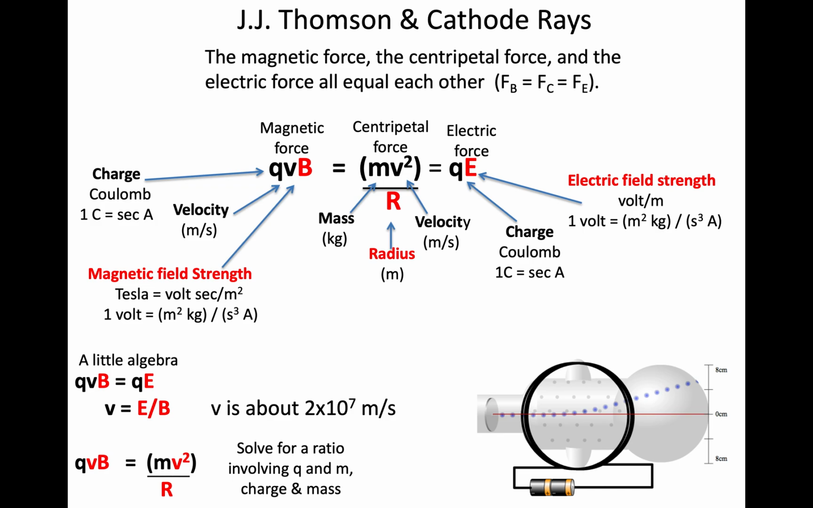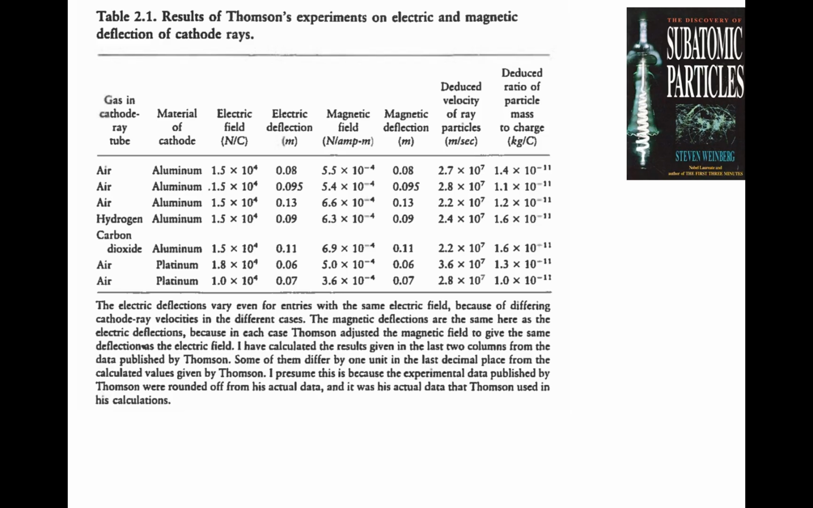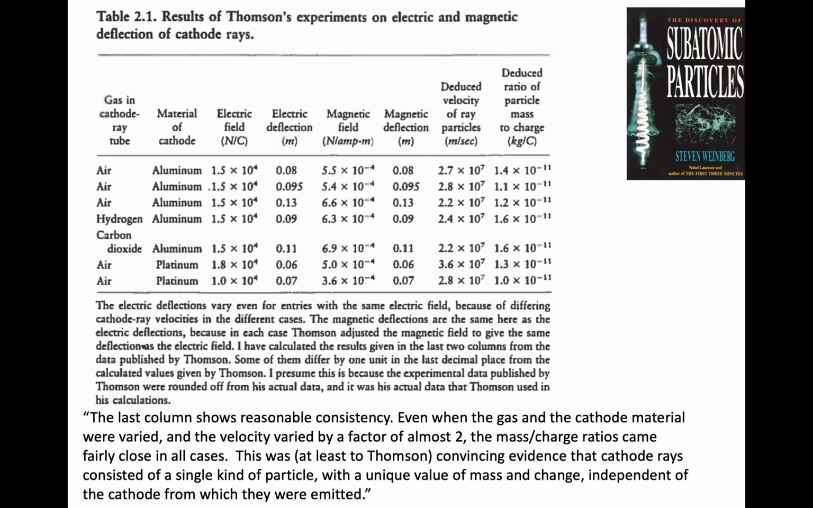And this is what J.J. Thomson did. Here I show some of his actual experimental data from an interesting book by Steven Weinberg. So these would be the actual experiments where he's showing data for the electric field, the magnetic field, the extent of the deflection, calculating the resulting velocity, and a ratio involving the mass and the charge. Weinberg notes, the last column shows reasonable consistency. Even when the gas and the cathode material were varied, and the velocity varied by a factor of almost 2, the mass to charge ratios came fairly close in all cases. This was, at least to Thomson, convincing evidence that cathode rays consisted of a single kind of particle with a unique value of mass and charge, independent of the cathode ray from which they were emitted.